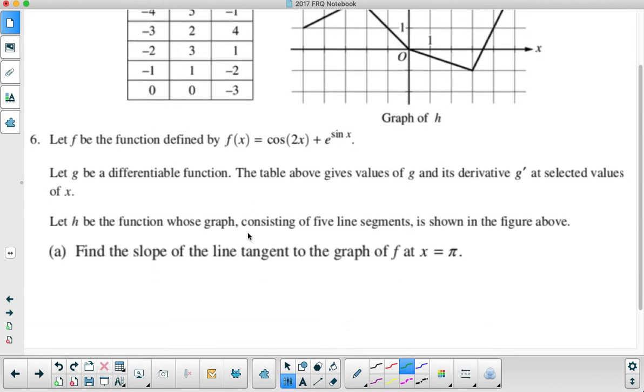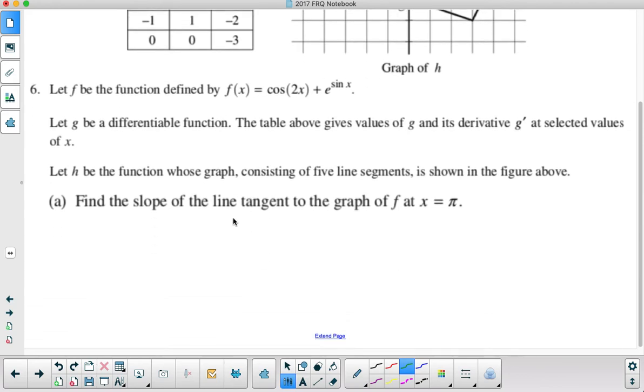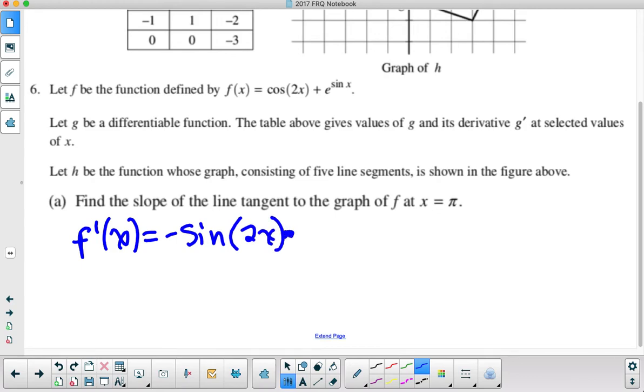first thing we want to do is find the slope of the tangent line to the graph of f at x equals pi. Slope of the tangent line means we got to find a derivative of f of x right here. So first thing we're going to do is take the derivative of f of x. All right, so f prime of x, again, in as many steps as it takes you. The derivative of cosine is negative sine of the inside, 2x, times the derivative of the inside, 2, plus e, always just recopy first, sine x times the derivative of the exponent, which is cosine.